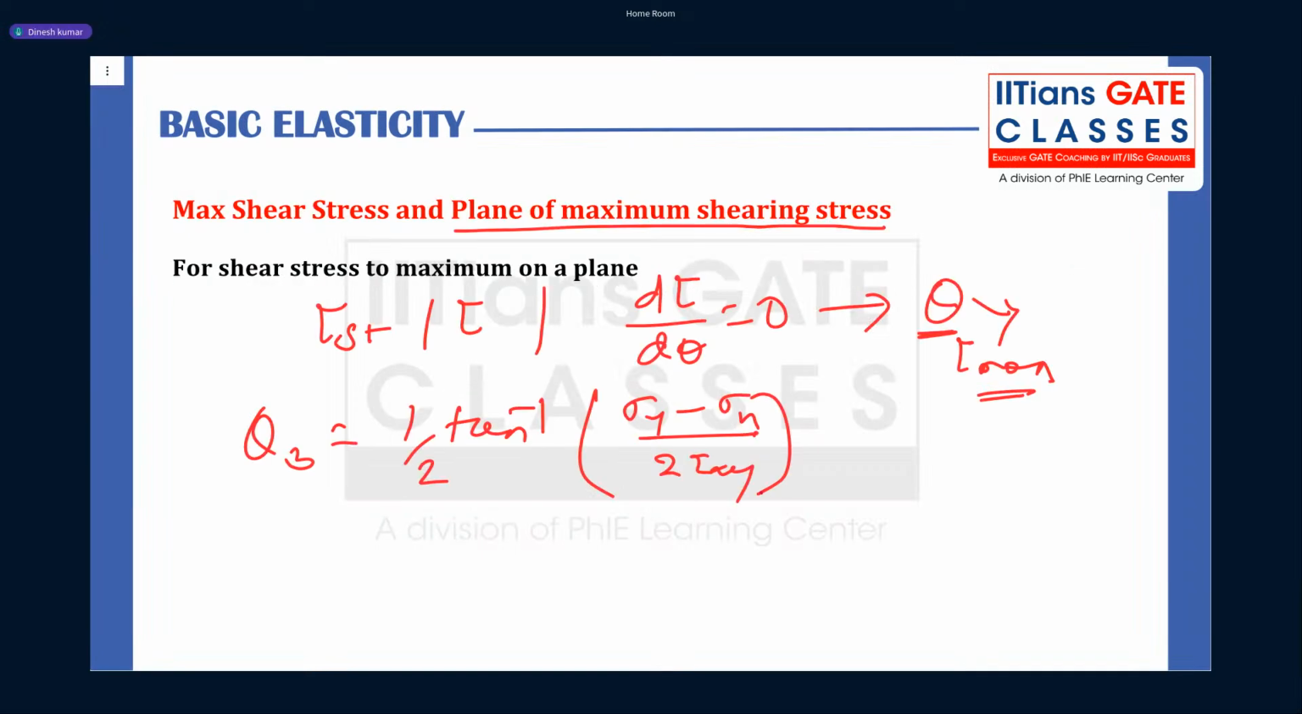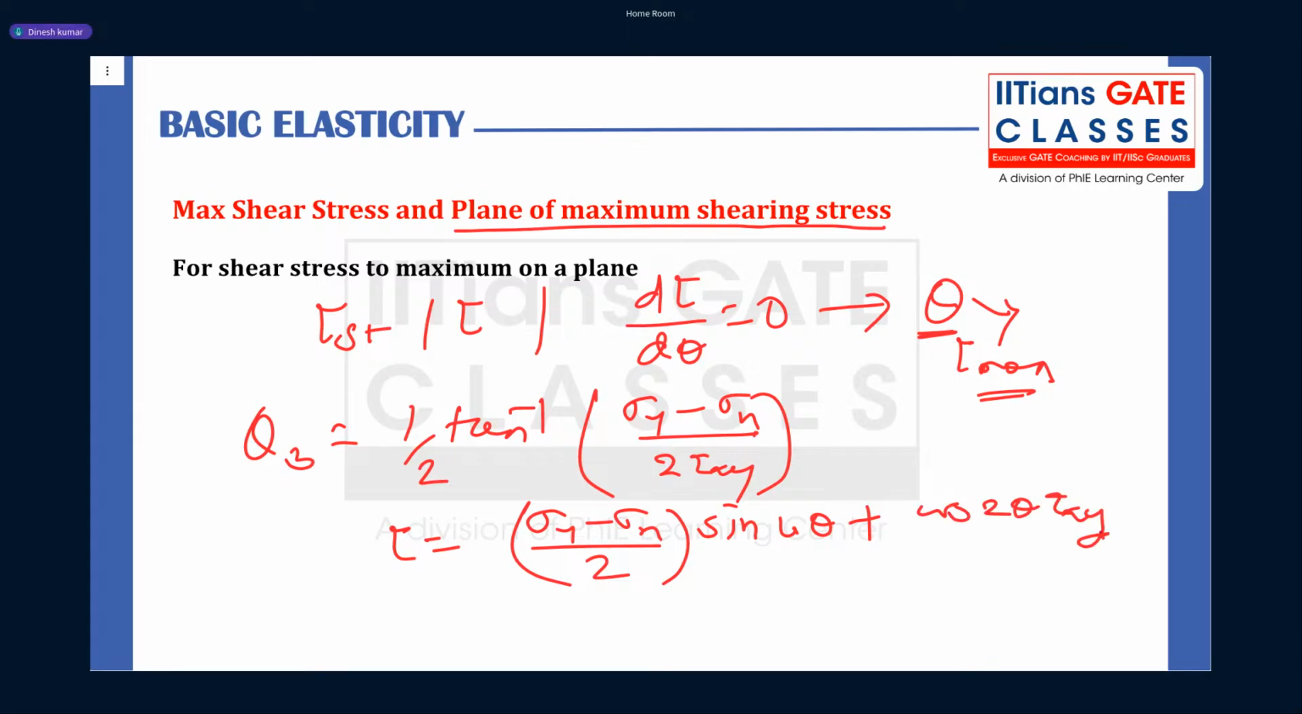Okay. Anybody remember this formula? Is it correct, Vijay? Yes or no? Yes. Simple. You know already what your tau is. Your tau is (sigma y minus sigma x) by 2 into sine 2 theta plus cos 2 theta tau xy.